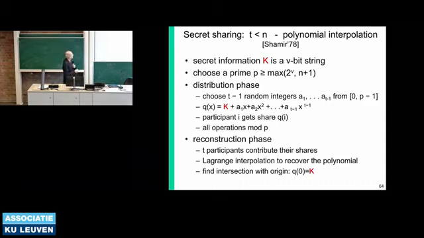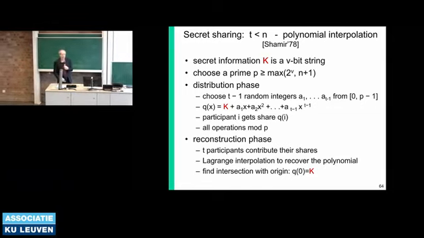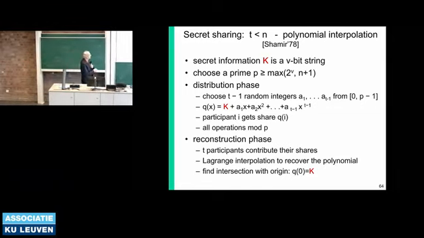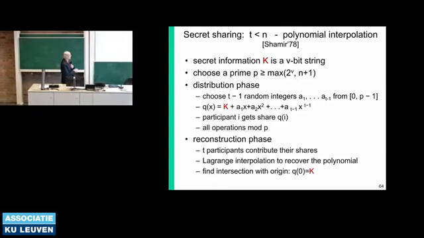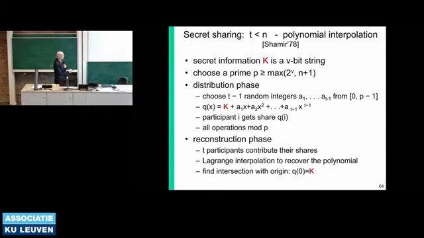So what you do is you just pick t minus 1 random coefficients of your polynomial. Your polynomial is of degree t minus 1, and then such a polynomial is determined by t points, like a polynomial of degree 1 is determined by 2 points, degree 2 by 3 points, and so on. And so you just pick random coefficients. It doesn't matter. They can be random integers between 0 and p minus 1. And then the constant term of the polynomial, this is the intersection with the y-axis, this is your key value.